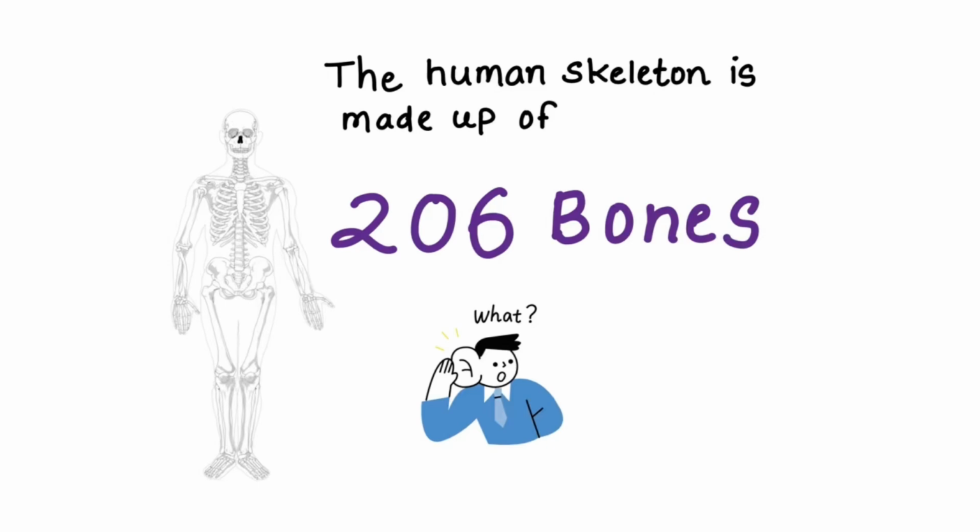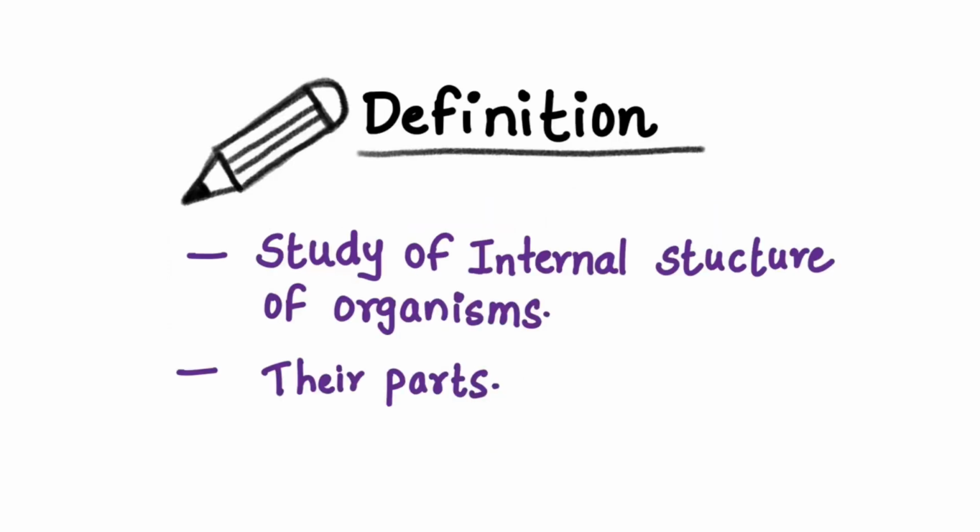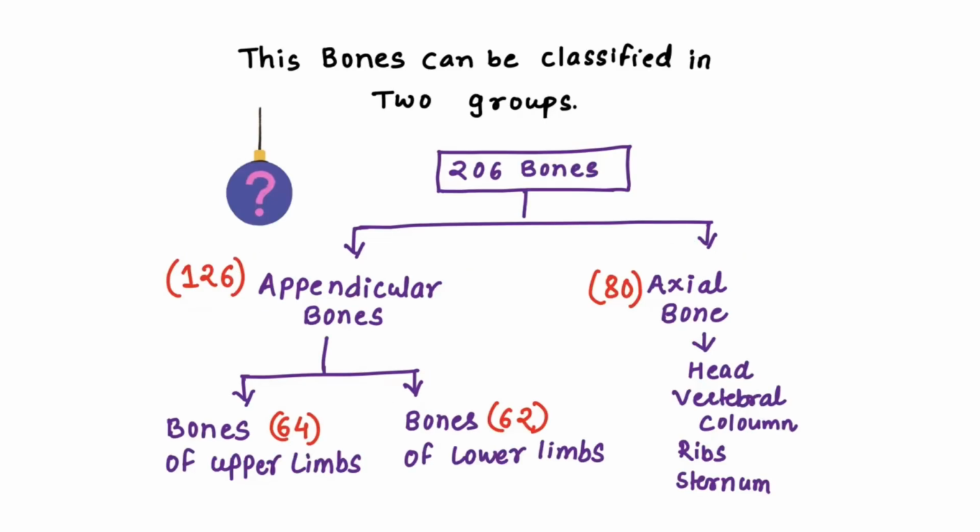So let's get started. Here we will quickly revise the definition of anatomy. Anatomy is the study of the internal structure of organisms and their parts. Okay, moving further. As I have mentioned earlier, we are going to first see the classification of the 206 bones. So these 206 bones, that is, the whole human skeleton, are divided into two parts: appendicular bones and axial bones.